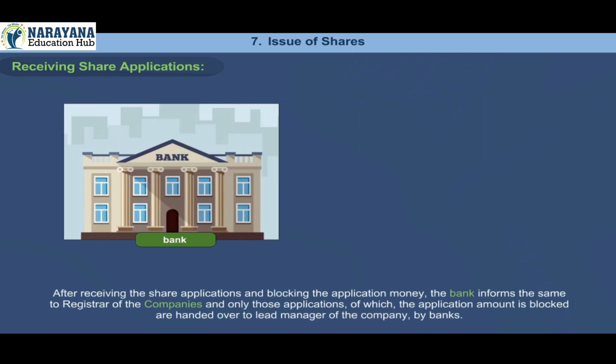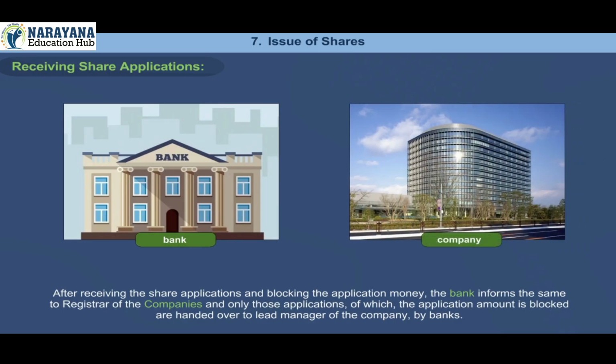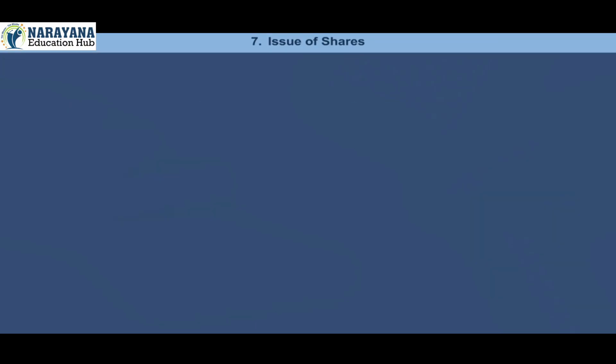After receiving the share applications and blocking the application money, the bank informs the same to the registrar of companies, and only those applications of which the application amount is blocked are handed over to the lead manager of the company by banks. Classification of share applications.